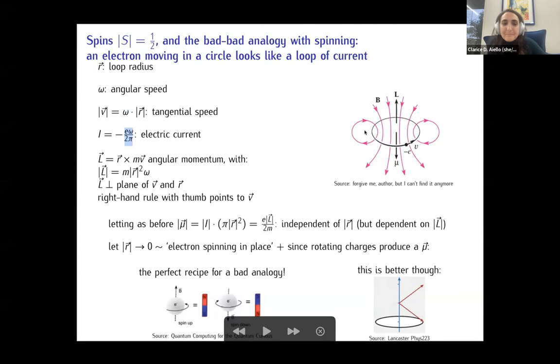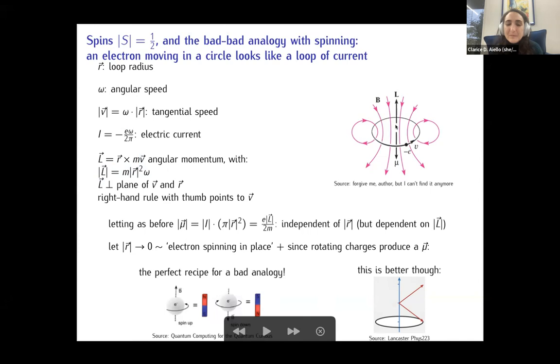And there's also another quantity that you might remember from high school called angular momentum L, which is a vector, okay, that is given by the cross product between the radius that the electron is going around times the momentum of the electron, which is also given by the mass of the electron times the tangential speed of the electron. One can calculate the absolute value, the length of this vector. This vector lives in a plane that is perpendicular to the speed and the radius. Okay, and again, we can use a right-hand rule to see the direction of this angular momentum, which here in this picture is given by this arrow here with the L.